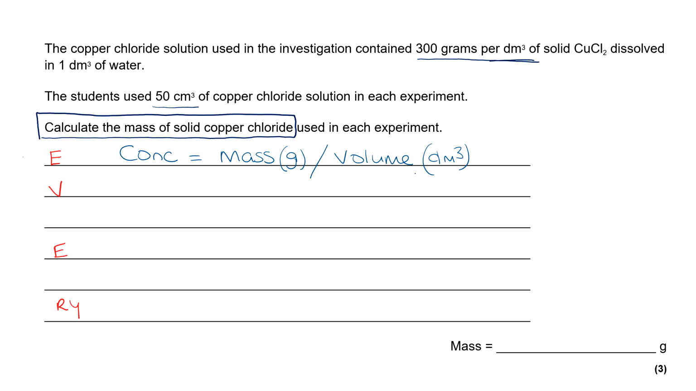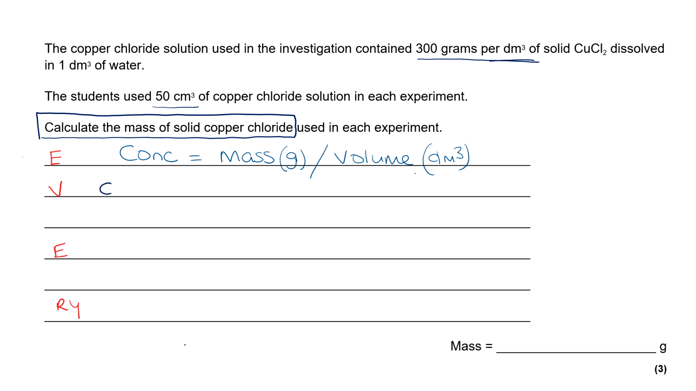Now we can see from the formula that we use litres cubed rather than centimetres cubed. So that's our Q that we need to convert before we can get our answer. So E, of course, stands for the equation, which is concentration equals mass divided by volume. The V in every stands for the value of the variables.